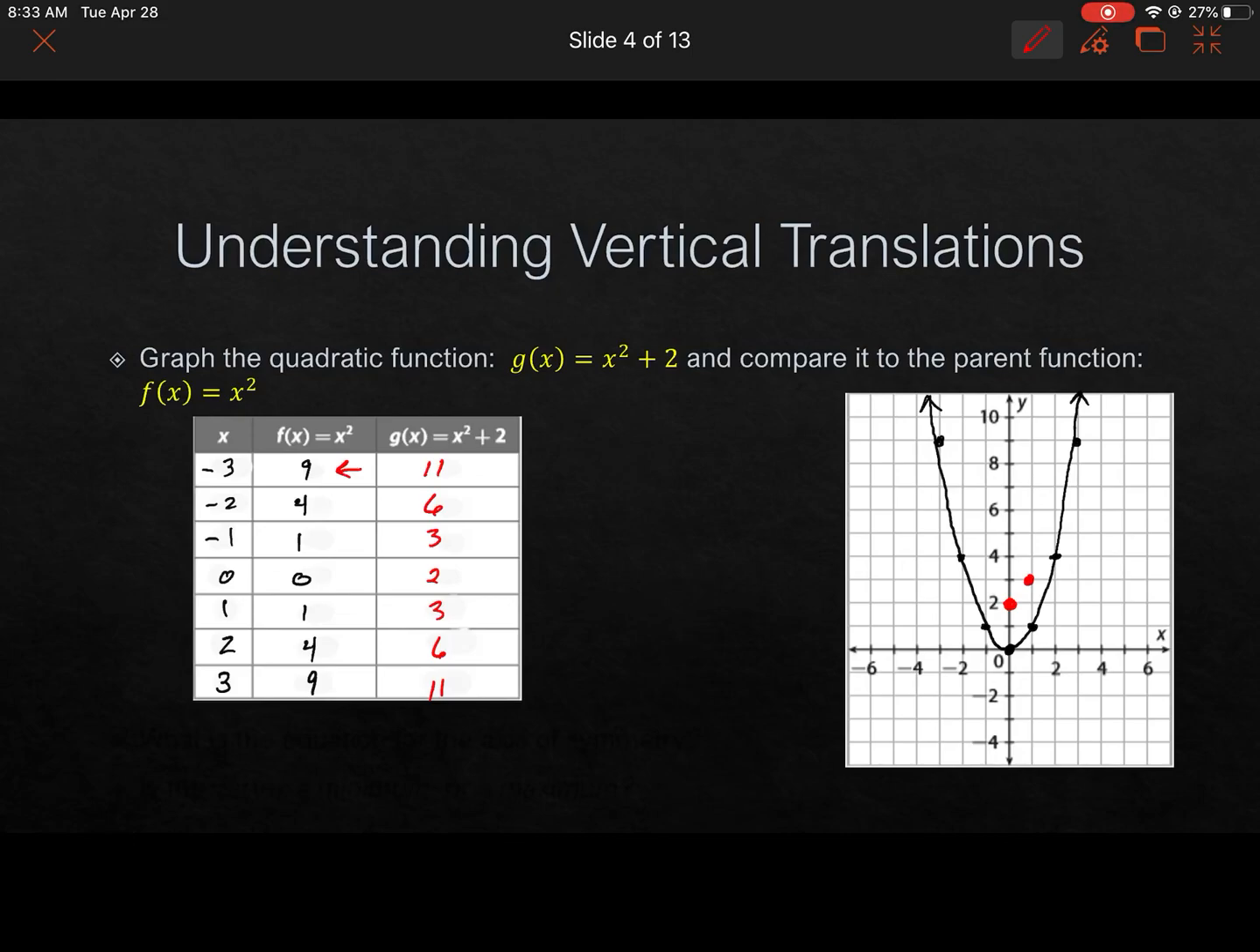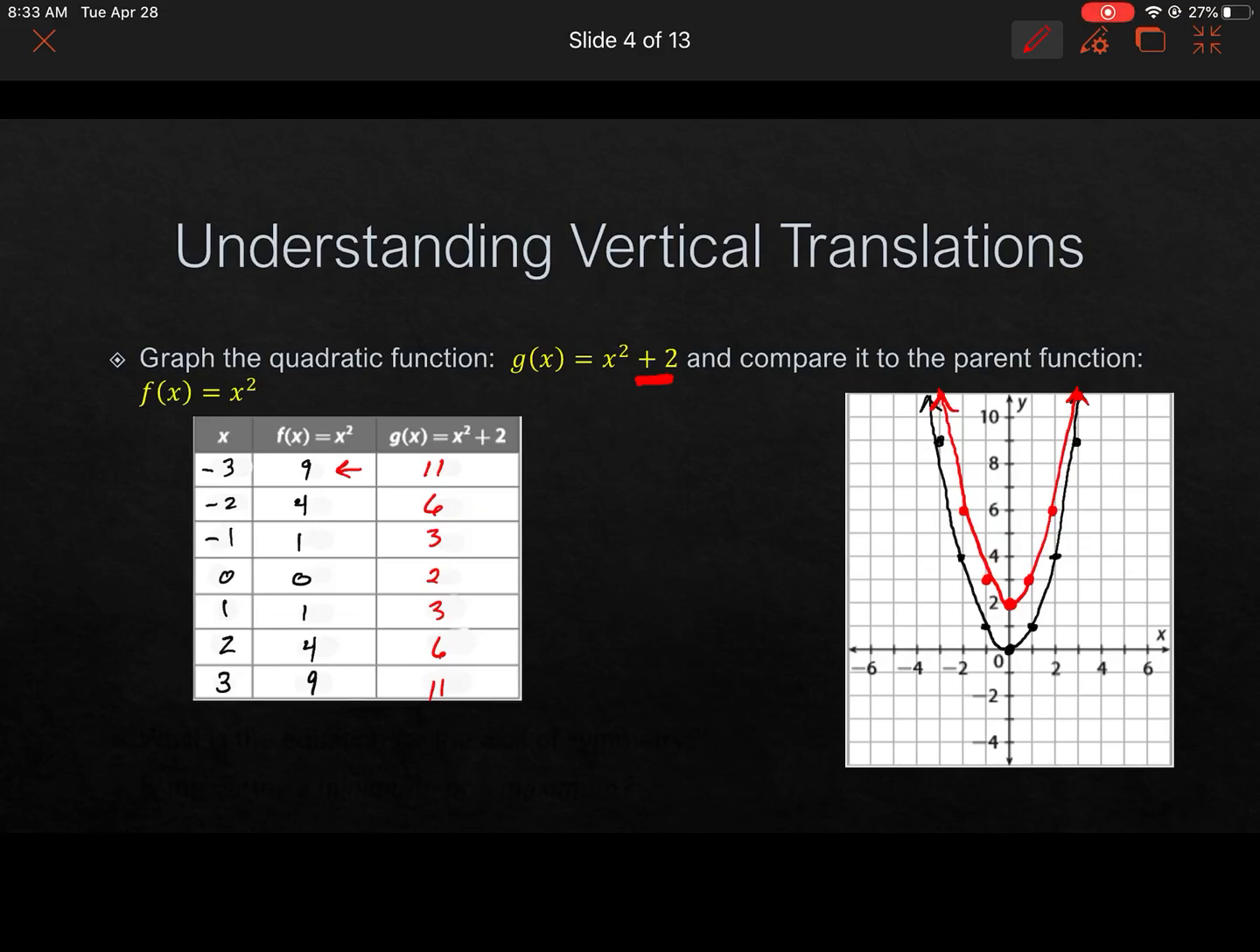2 is going to be 6. And 3 is 11. And then, of course, our mirror points, so here, here, and here. So you can see how the shape doesn't change. The shape doesn't change, but the entire graph is shifted upwards by 2 units as determined by that constant of 2, right? So if we had subtracted 2, the whole thing would be shifted down 2.